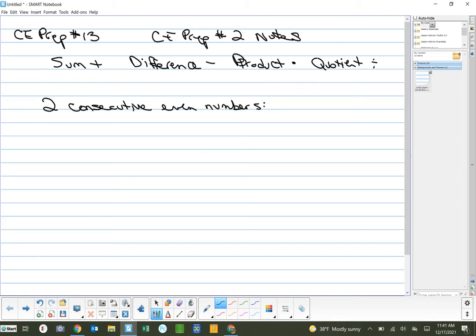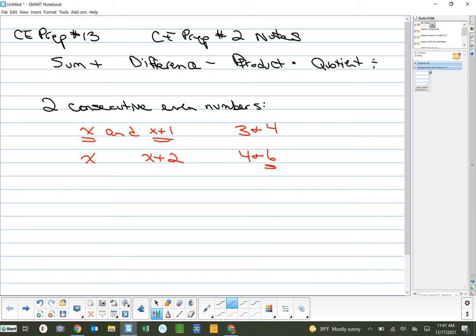So if you recall from way back when, if we had two consecutive numbers, that was x and x plus 1, right? The first one would be x, and then the next number, consecutive numbers are like 3 and 4, right? They're right next to each other. Well, two consecutive even numbers would be like 4 and 6. So if the first one is x, how do we get to the next one? Well, we have to add 2 to that. So x plus 2.